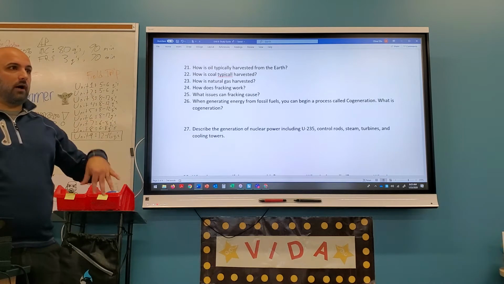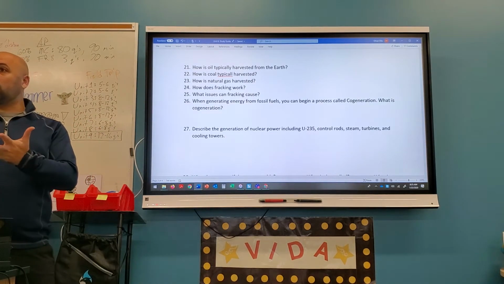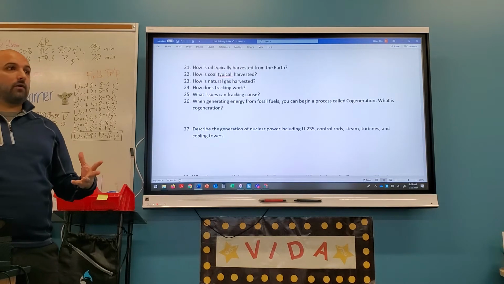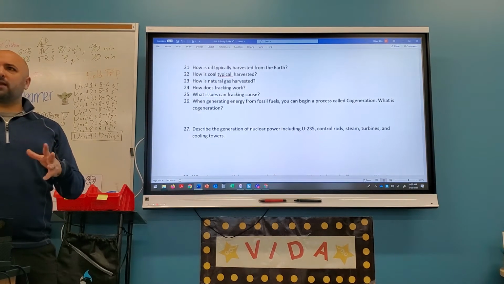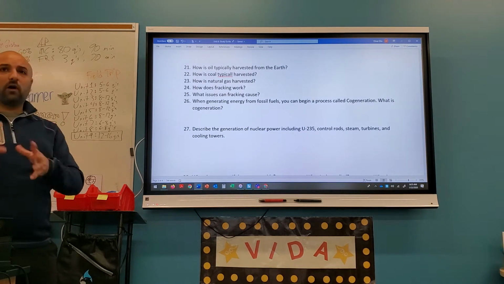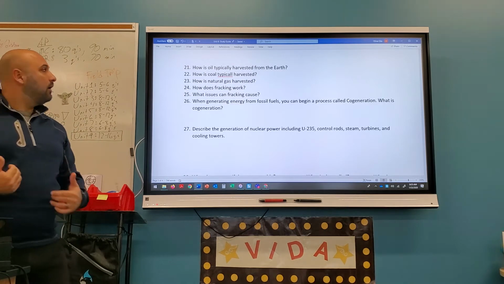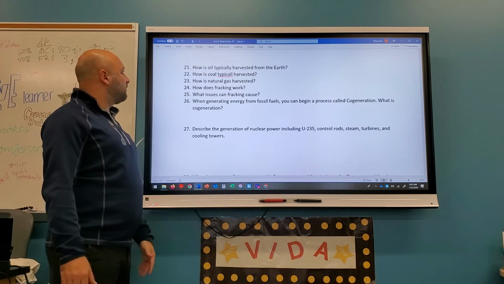Okay, how is natural gas harvested? Fracking, right? Underground, they inject water into the rock and use the water to crack the rock. It's called hydraulic fracking. I'm not sure what the exact term is, but they use water to crack the rocks and get the gas out. That's how fracking works. You dig a pipe way deep down and break the rocks apart.